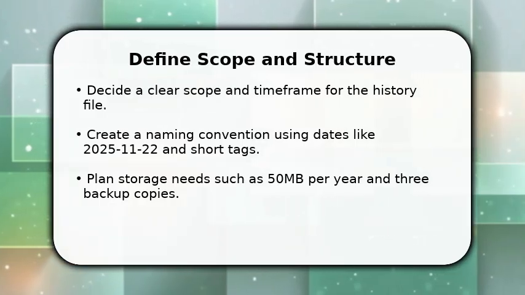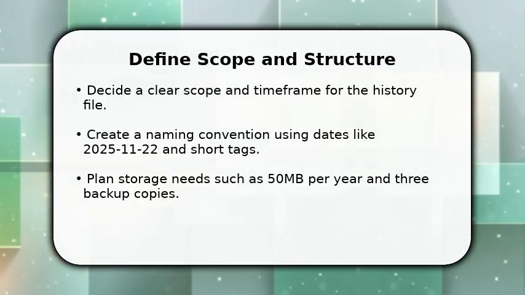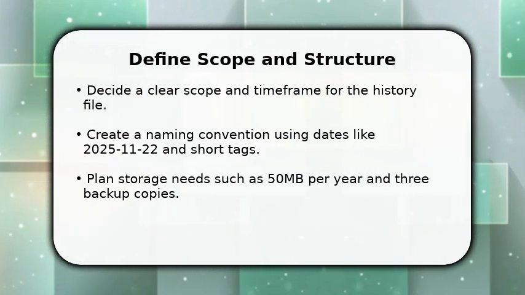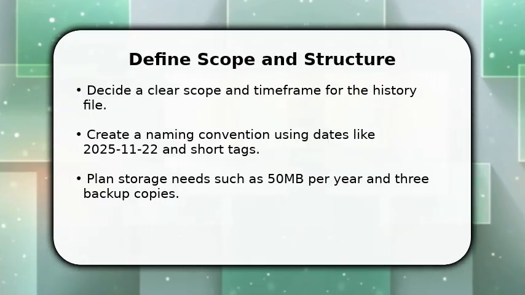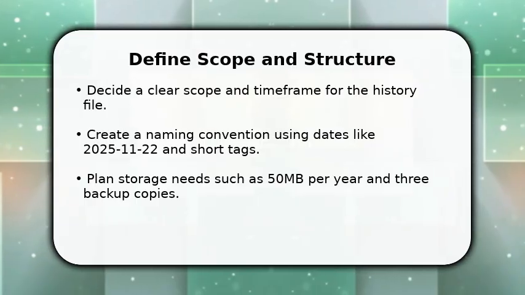Estimate storage needs using values like 50 MB per year for documents and images. Decide how many backup copies to keep, typically 3 copies across different media. Write a short policy document that summarizes these decisions for future reference.